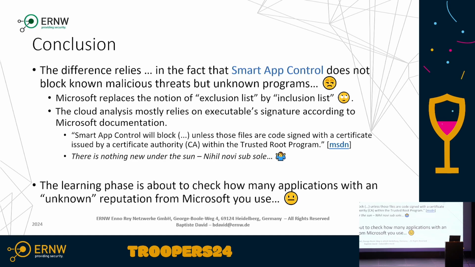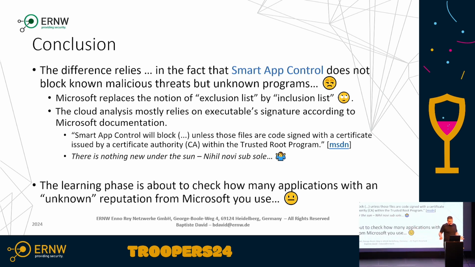The cloud analysis mostly relied on executable signatures. As I remember from the documentation, Smart App Control will block unless those files are code signed with a certificate issued by a certificate authority within the trusted root program. Nothing new. That's literally a SAC which doesn't allow applications which are unsigned to be executed, more or less, if they are not trusted by Microsoft. The learning phase, technically speaking, is more or less about checking how many applications with an unknown reputation from Microsoft you use. That's why they call the cloud analysis intelligent, blah, blah, blah.